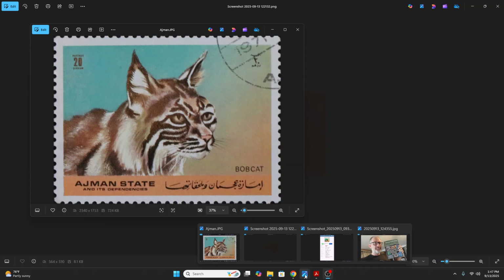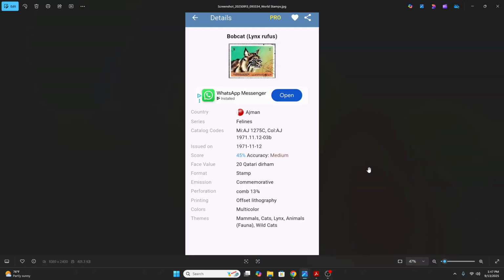I want to show you something. How do I know that information? How do I know it's from 1971? Well, I have an app on my phone. It's called Stamp Identifier. I downloaded it from Google Play. And I just took a picture of the stamp, as you can see at the top, and then I did a crop, and then I did the search, and it came up with this information. And basically, you can see this stamp is from 1971. It was published or issued on November 12th.